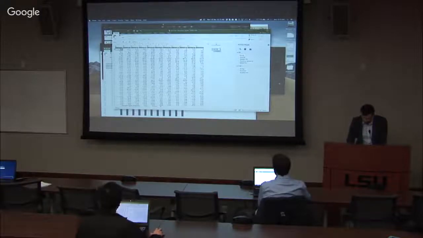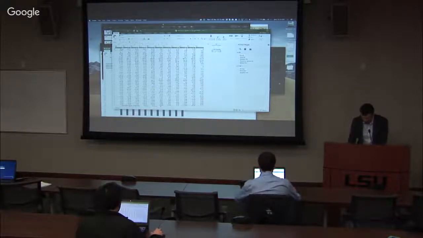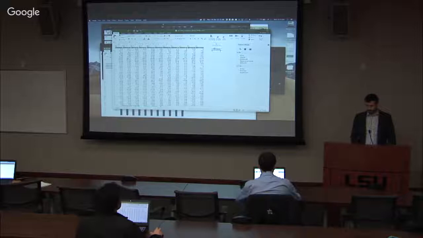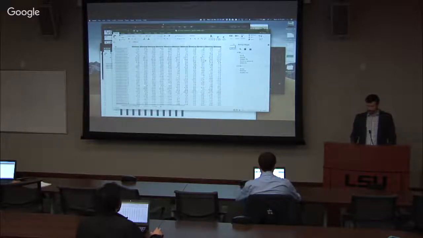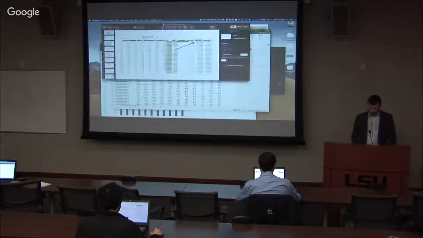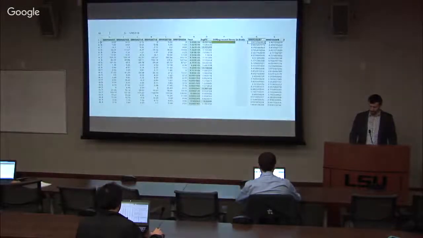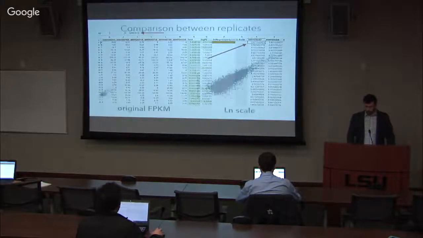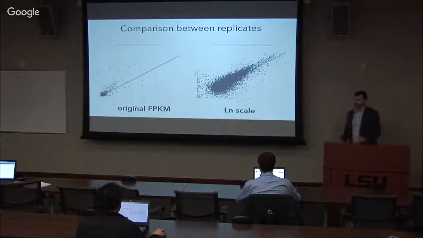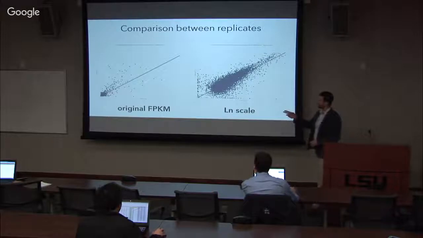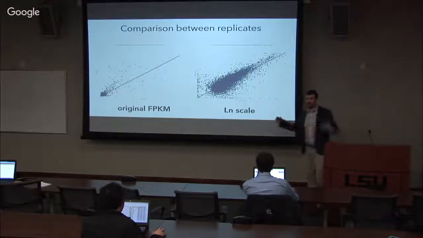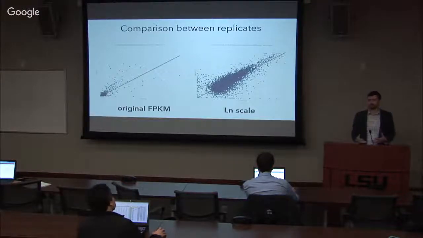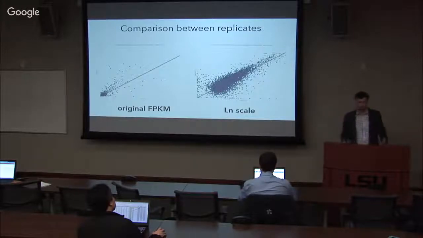So you can take this plus one, because you can't take the logarithm of zero. So you have to have something there, so you can use one. And you will get this transform table. And it turns out that using this as signal is going to improve the quality of your comparison between these replicates, right? So if you look at original FPKM versus logarithmic scale, you can now see that the values are more aligned with this line, meaning that we can rely on this data to represent the group that we have them in.